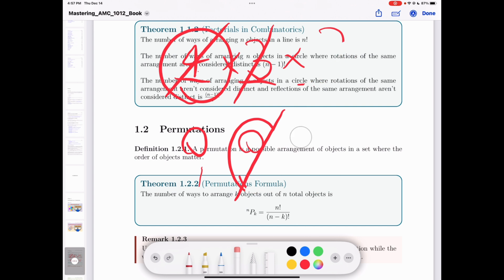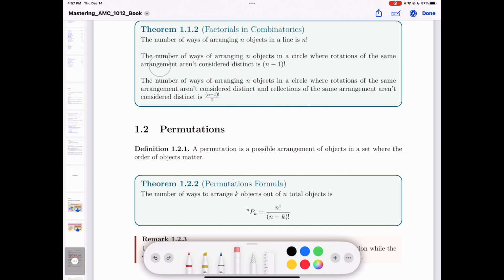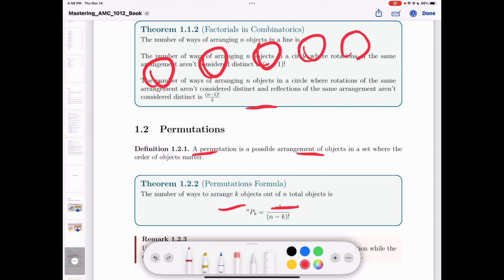So the number of ways of arranging n objects in a circle, where rotations of the same arrangement aren't considered distinct, is n minus 1 factorial. Now, I'm not really sure for this one. I've never actually explored this before, so I'm going to try to figure out what this means. Where rotations of the same arrangement aren't considered distinct, so distinct means that they're different.